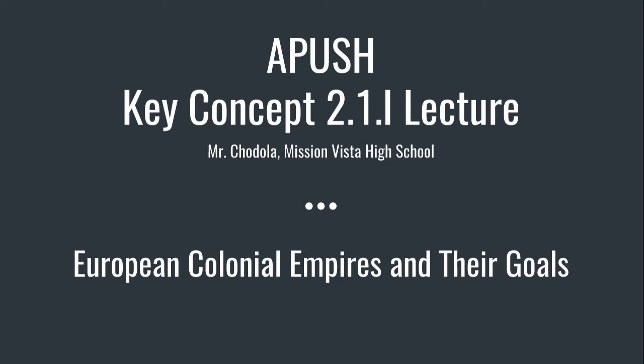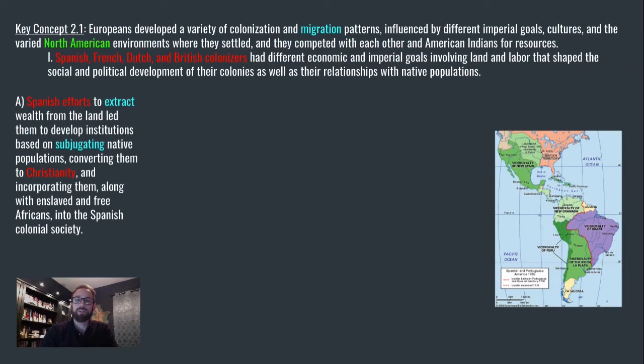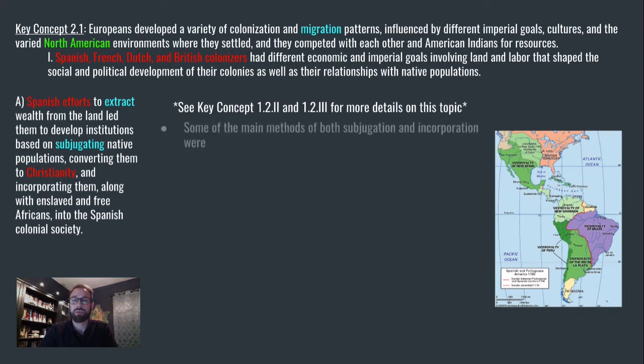So for key concept 2.1.1, we have European colonial goals and their empires. All right, now this first one comes with a fair warning. It's going to be short, okay? And the reason for that is that a lot of the stuff in period 1, videos you've already watched and things we've already studied, focused on the Spanish Empire, and this is what this first slide is about. So we're just going to kind of breeze through this. I'll just mention a couple things to review and a couple things that I haven't mentioned before. Now, reference back to 1.2.2 and 1.2.3 for more details on this topic. This is just kind of a breeze through here.